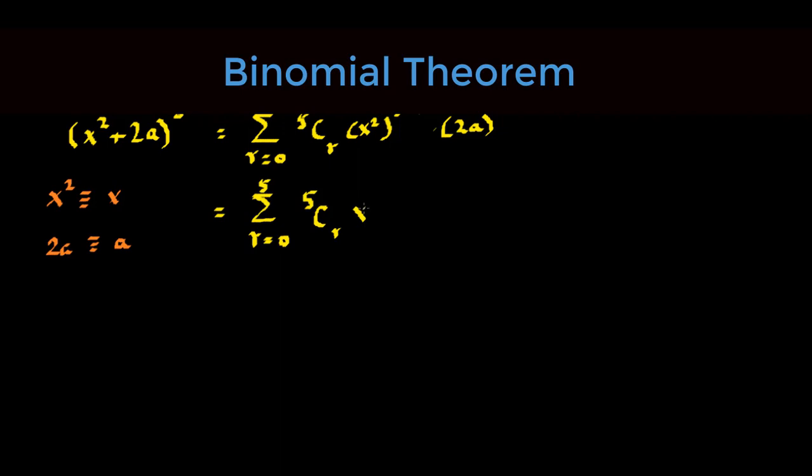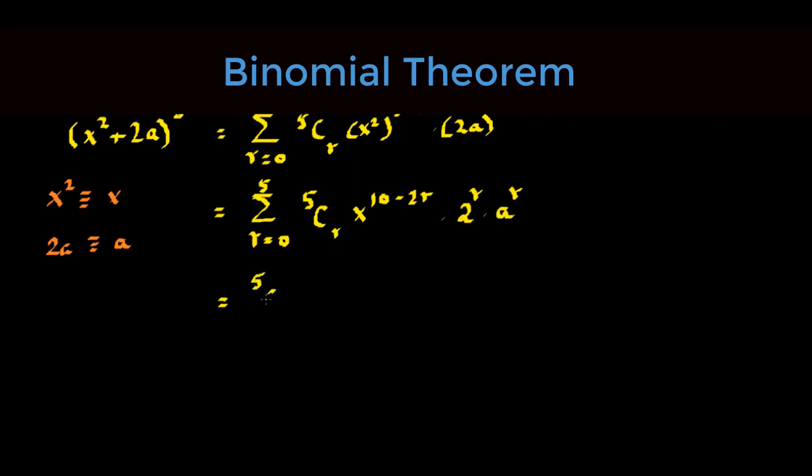So it's a power of a power. Whenever it's an exponent of an exponent, the exponent simply gets multiplied. So we'll get 10 minus 2 times r, which is twice of r. That's it. And here I'm going to open up, so we can write 2 raised to the power r times a raised to the power r. Great. Now we'll start opening this summation.